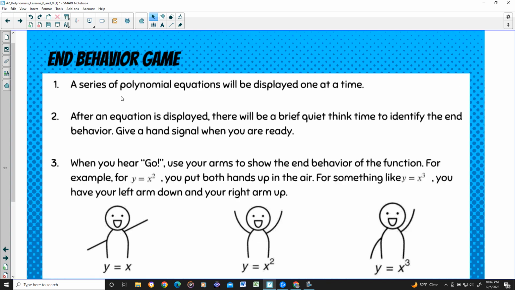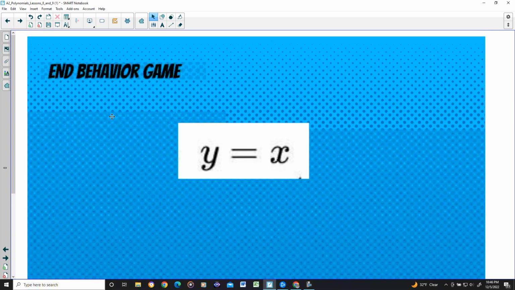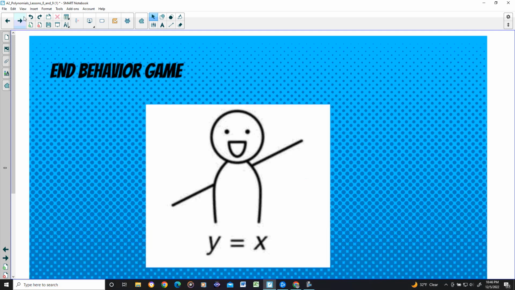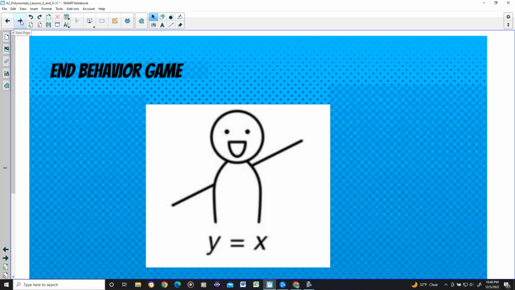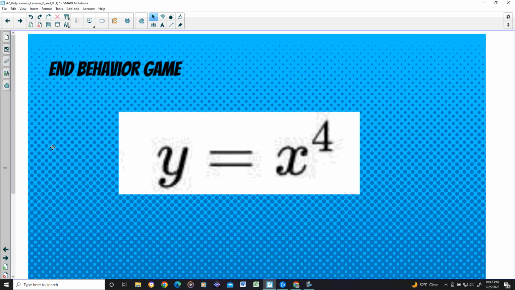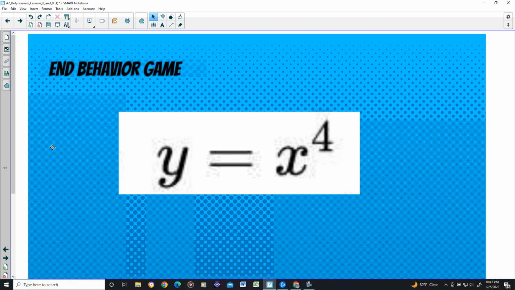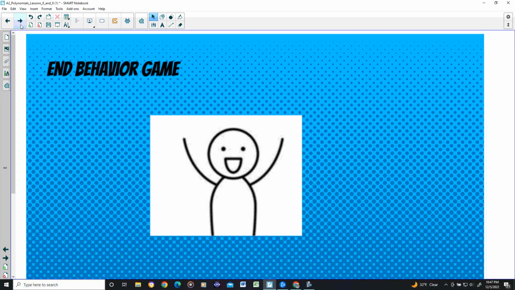Okay? So here's a few ones that we can look at. So y equals x. Now y equals x is a line, so you can hold your hands in a line. Okay, but now a few other ones. y equals x to the fourth. Okay, so let's put everything together. What degree is it? 4. That's even. Even means both hands go up or both hands go down. So which is it? Both hands positive, so both hands go up.